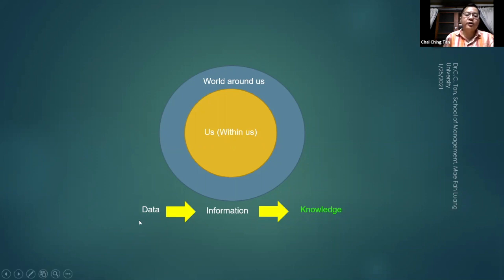Systematic data collection. From the data, by analyzing the data qualitatively or by analyzing the data statistically, we gain information.